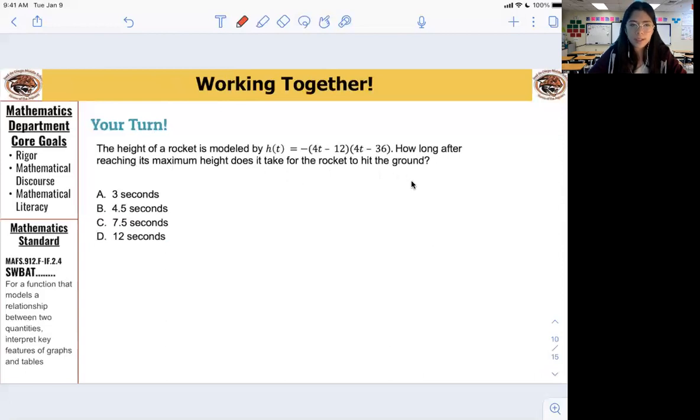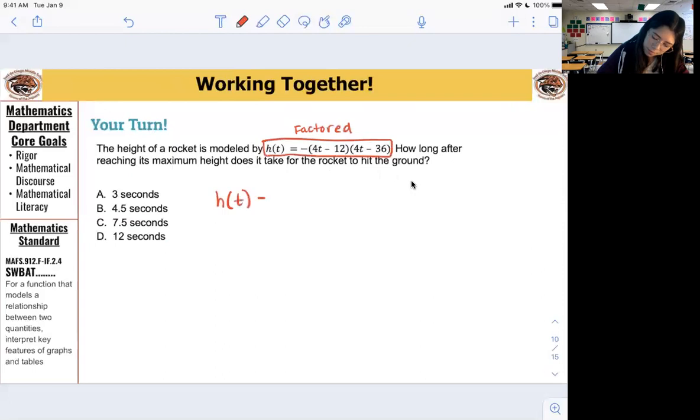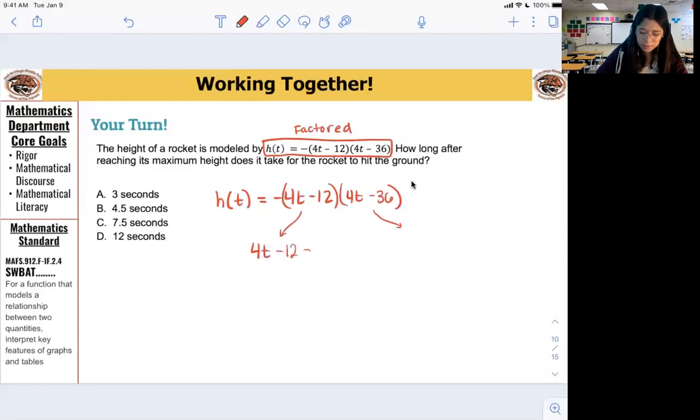So what form is this in? Factored. What does factored form tell me about an equation, about a function? It tells you the zeros. The zeros. So let's do the same thing we've been doing. I'm going to take each factor, make it equal to 0, and then we're going to solve.